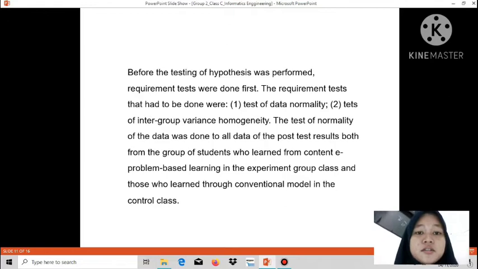Before this testing of hypothesis was performed, requirement tests were done first. The requirement tests to be done were: number 1, test of data normality; number 2, test of intergroup homogeneity. The test of normality of the data was done to all data of the post-test result, both from the group of students who learned from contextual problem-based learning in the experimental class and those who learned through the conventional model in the control class.